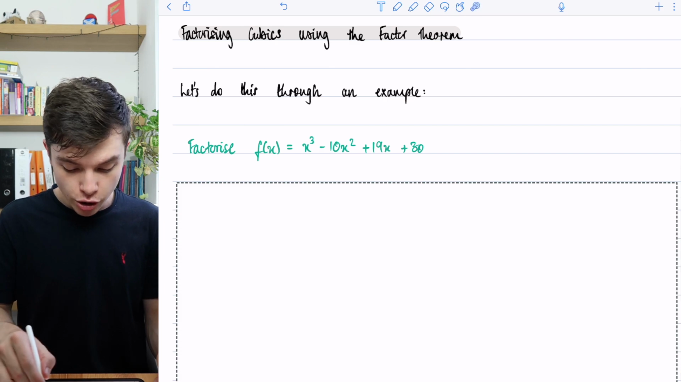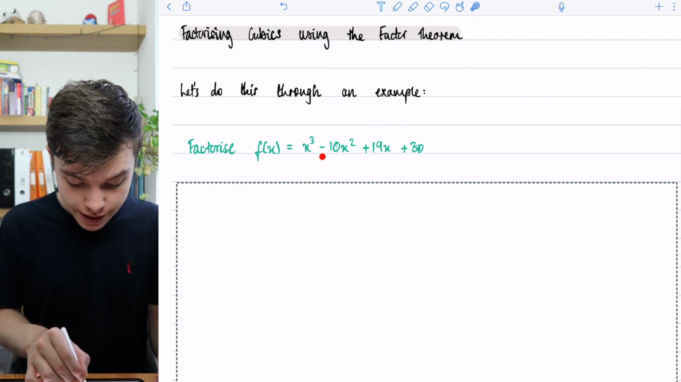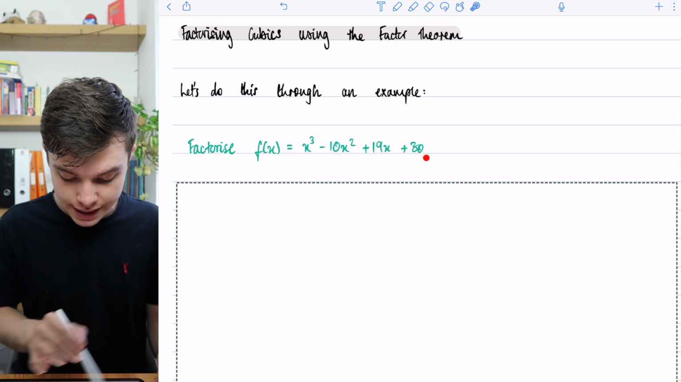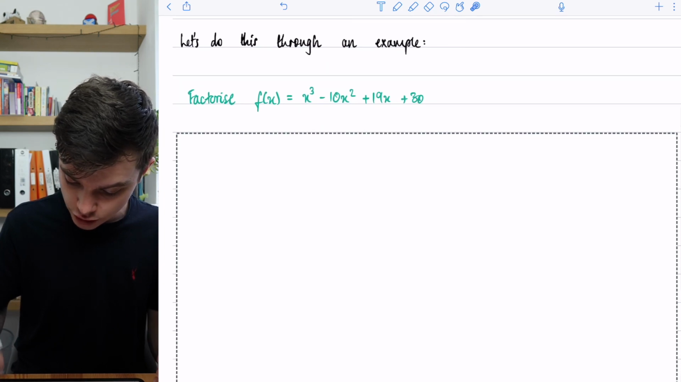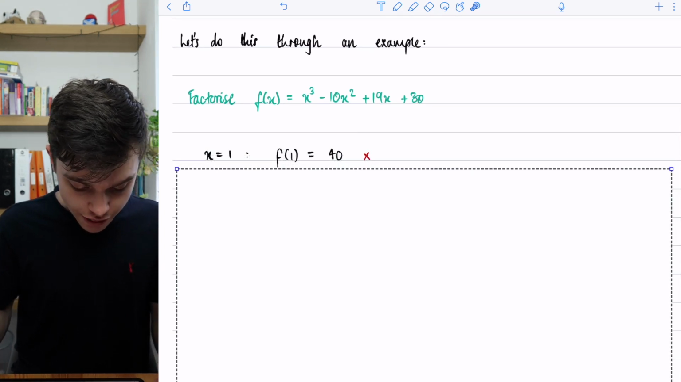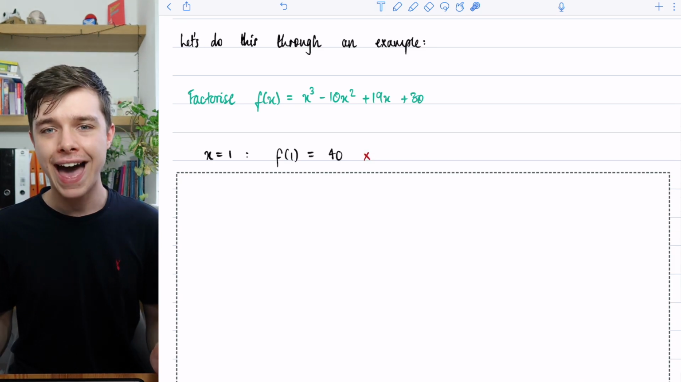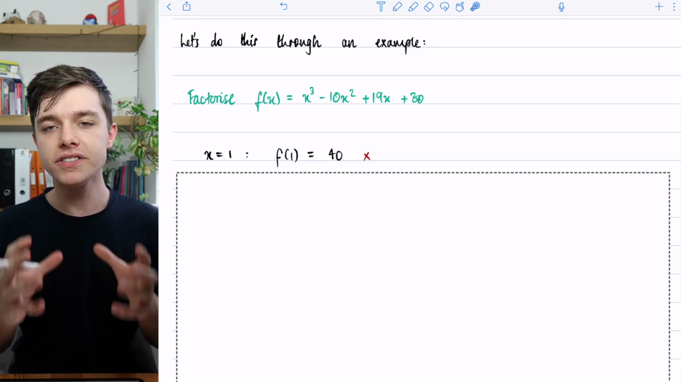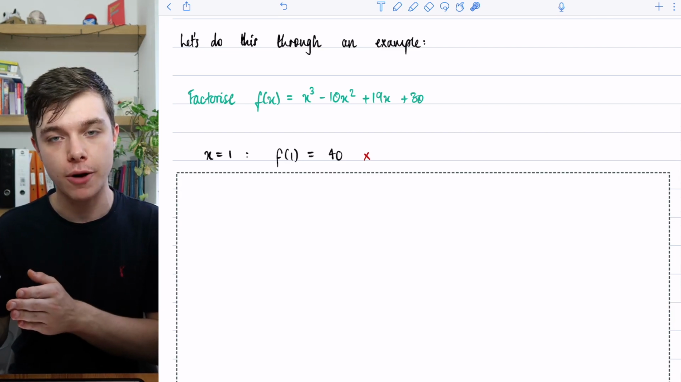So I have a cubic here that we want to factorise. We've got x cubed minus 10x squared plus 19x plus 30. And we're asked to factorise that. So let's have a look through an example. The first thing I'm going to do is try values of x, because what I want to do is find a value of x that makes f of x 0, okay?